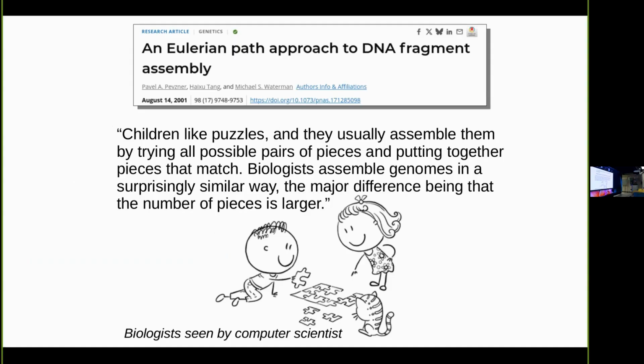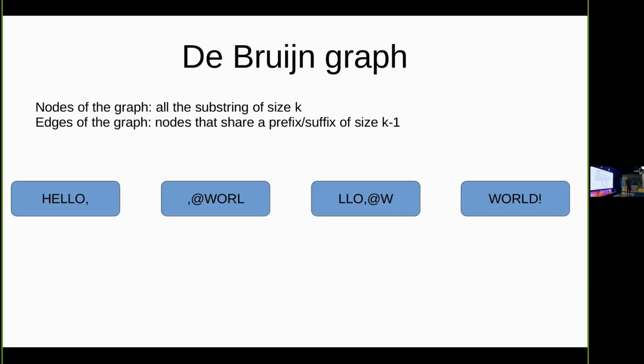It was introduced by Pevzner in this article, and the first line of the article was comparing biologists to children, saying that the way they assemble genomes looks like children assembling puzzles. The only difference would be that the genome is way larger than a puzzle. So he kindly proposed to biologists to use the De Bruijn graph.